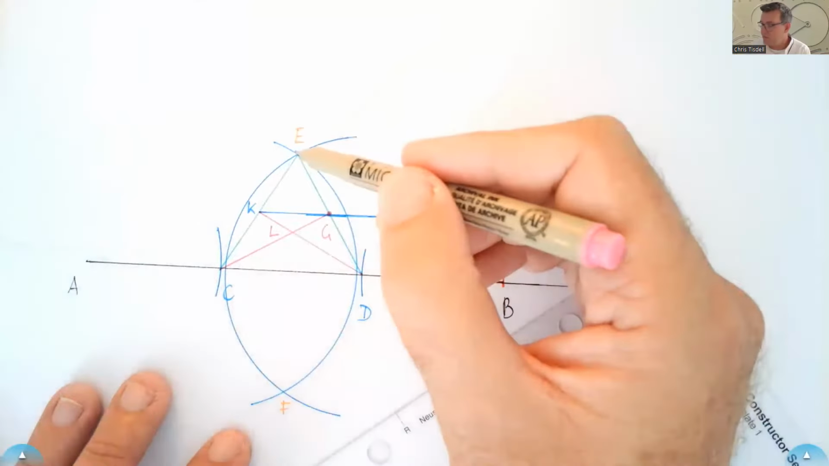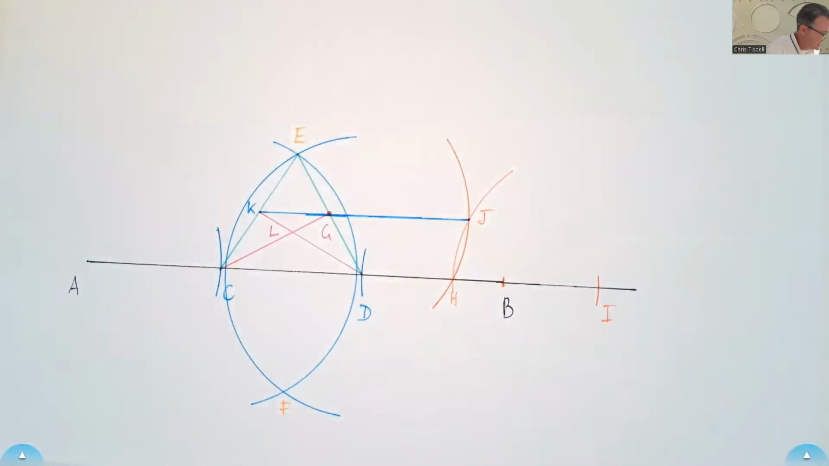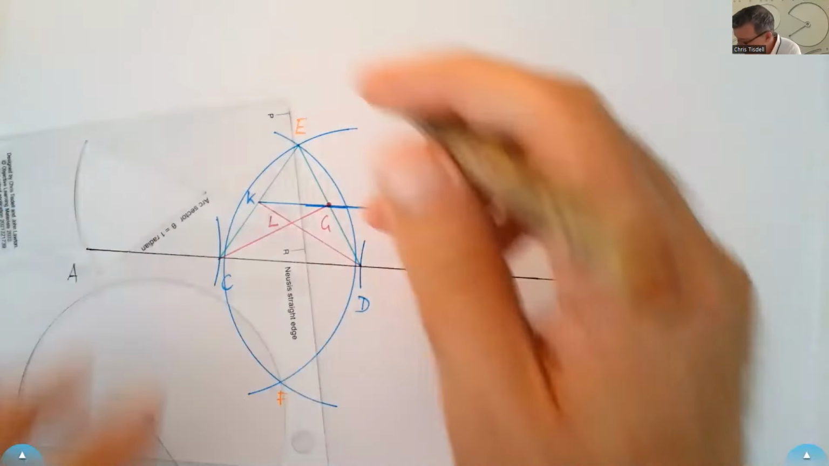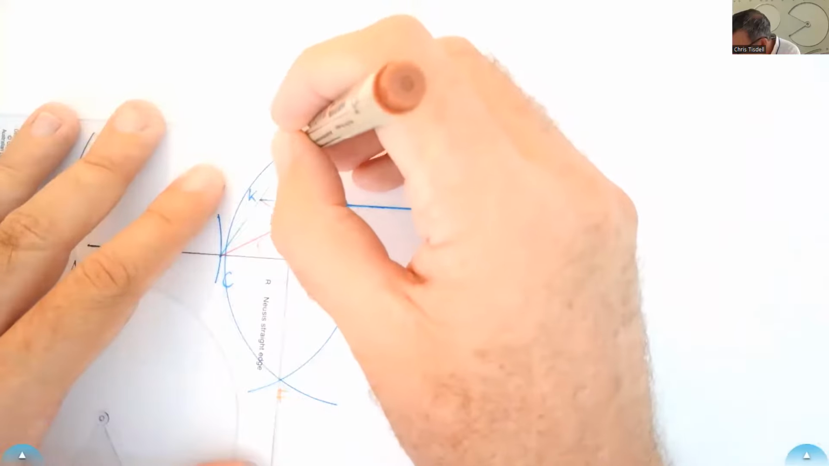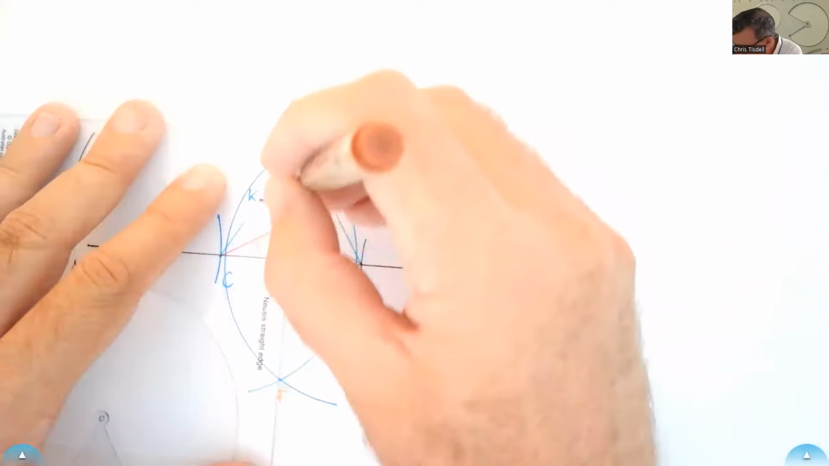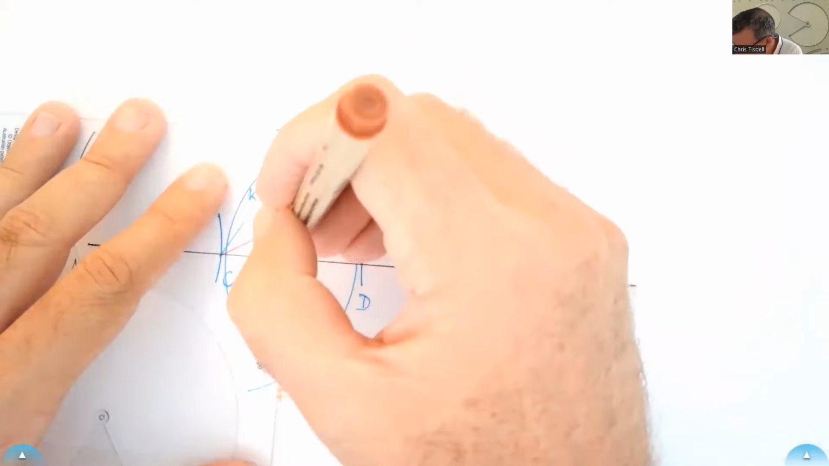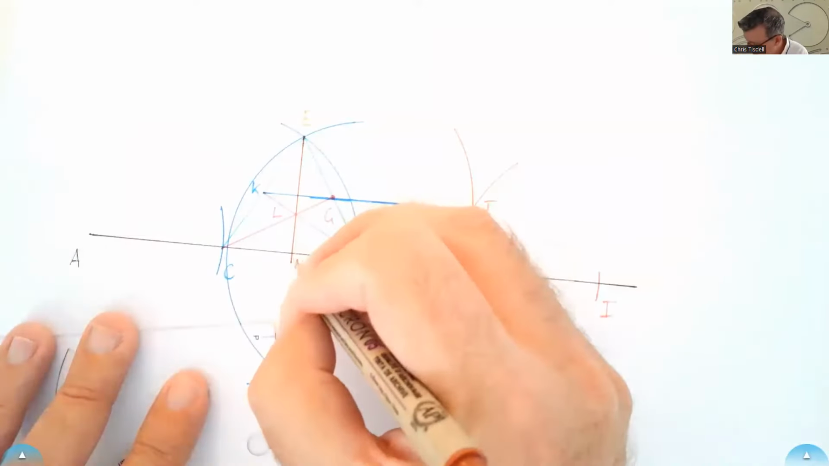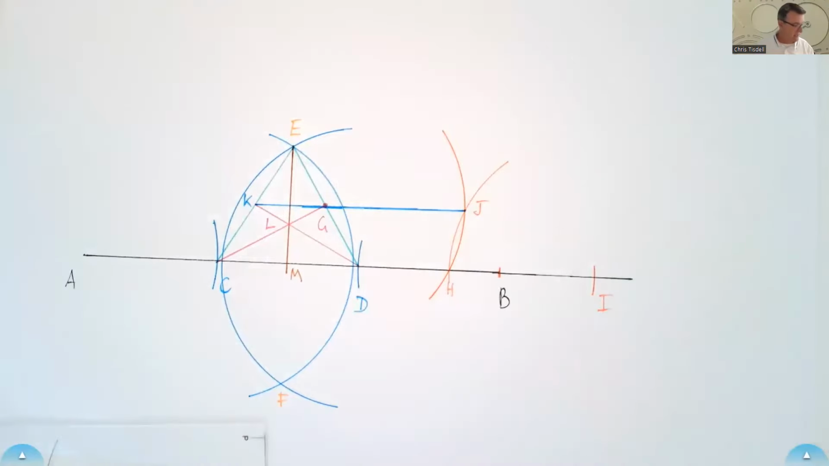And then all I need to do is connect E with L and continue it down. So let's do that. Let's choose brown. Okay, so here we go. That's again well within our capabilities. There we go. So let's call that M. So M is the midpoint of AB. EM is the perpendicular bisector.